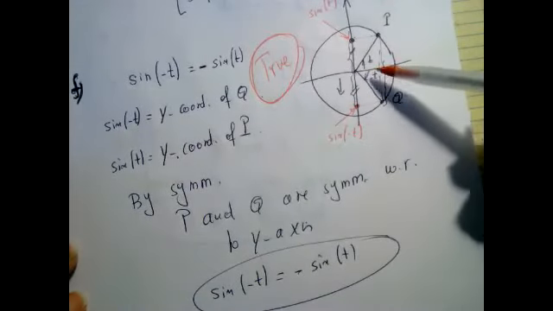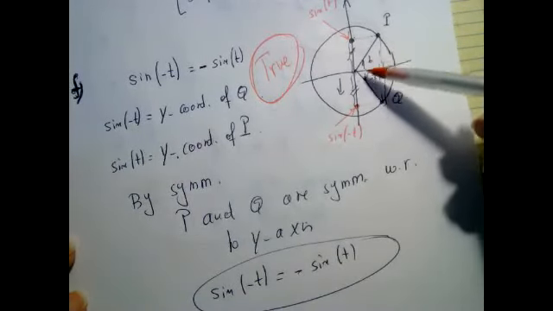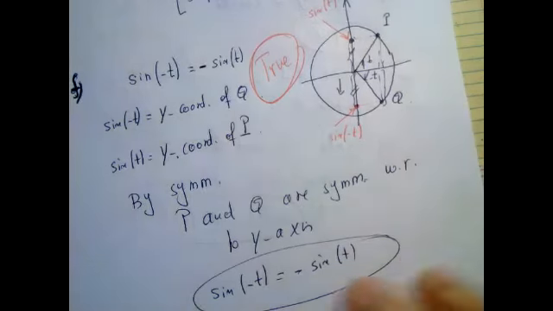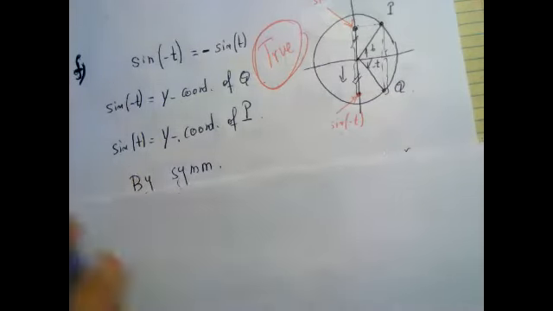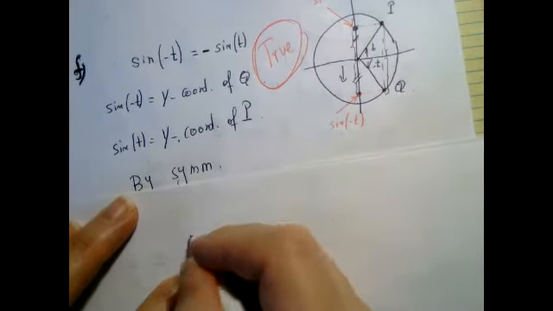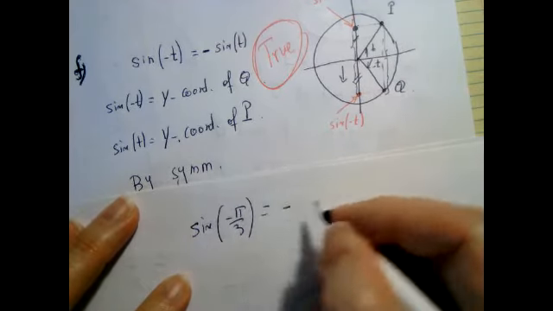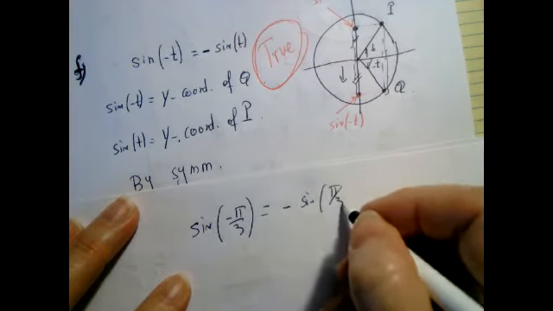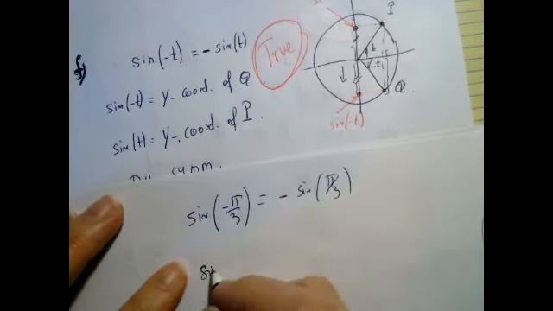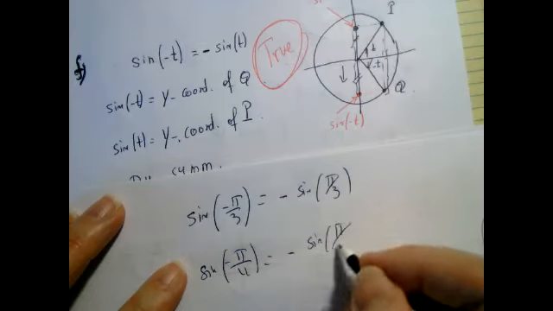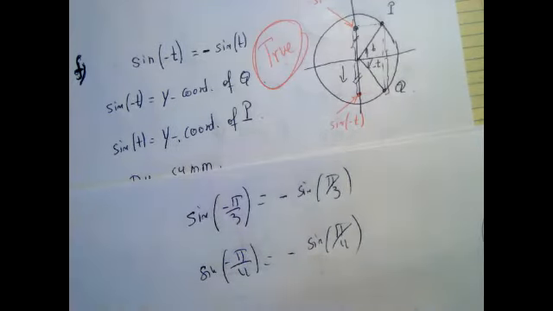And that's really the picture. This is sine t, that's the sine of minus t. Sine of t is this y coordinate, sine of minus t is this y coordinate. By symmetry, they are exactly the same in length. So what does this mean to you? It means that the sine of minus pi over 3 is minus the sine of pi over 3. The sine of minus pi over 4 is minus the sine of pi over 4. That's really the relationship. No matter what the angle is, the sine of minus t is minus the sine of t.